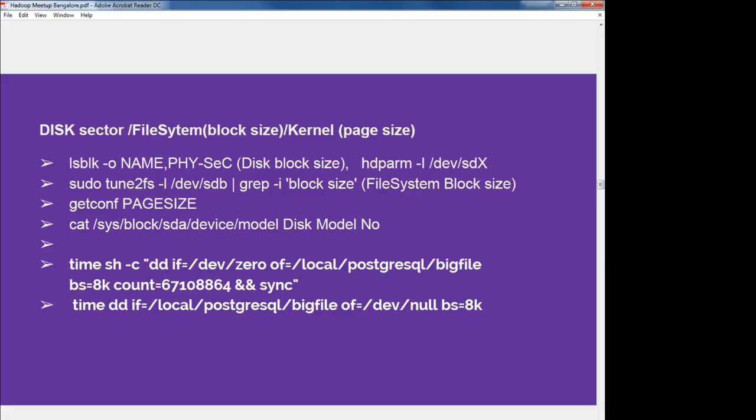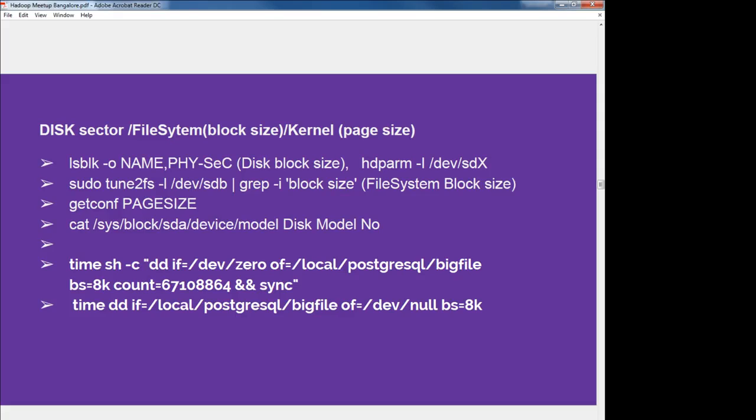So the easiest way is the first command, lsblk, with whatever option is present there. It will simply print the disk block size. So technically the disk block size runs into 512 bytes.